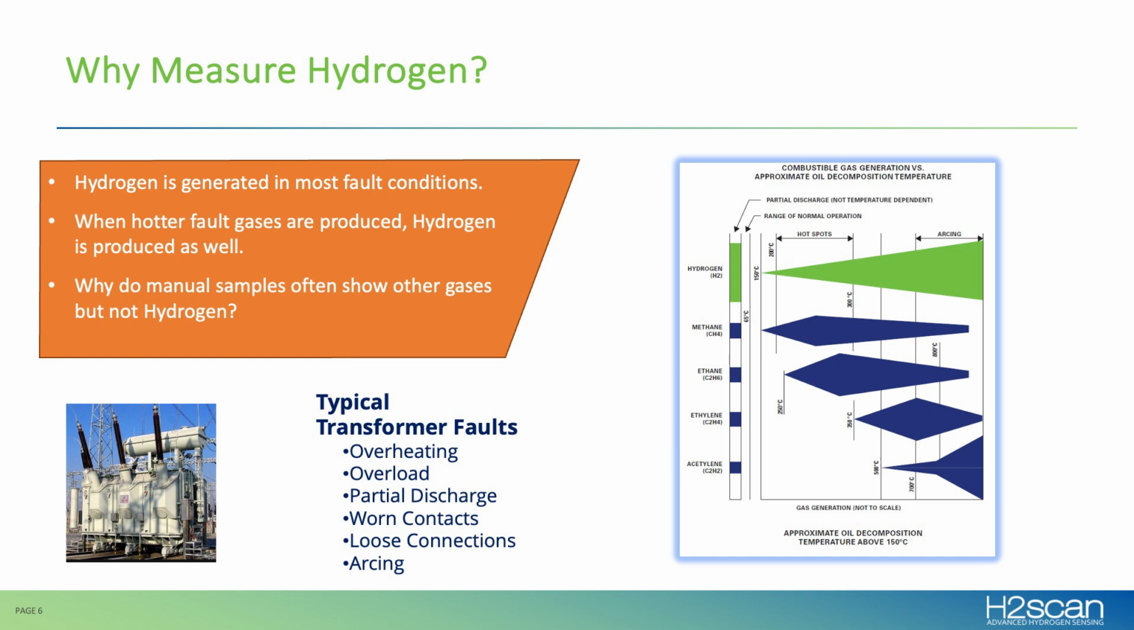So hydrogen is generated in most fault conditions. When hotter gases are produced, hydrogen is produced as well. And a common question that I've gotten over the years is, why do manual samples often show other gases but not hydrogen? And so I had a customer tell me one time, well, I don't have a hydrogen problem. I have methane, or I have ethylene, or whatever. But I never see hydrogen on my samples.